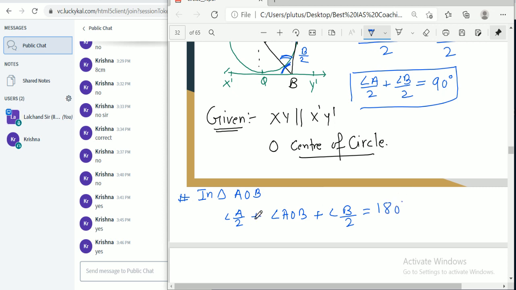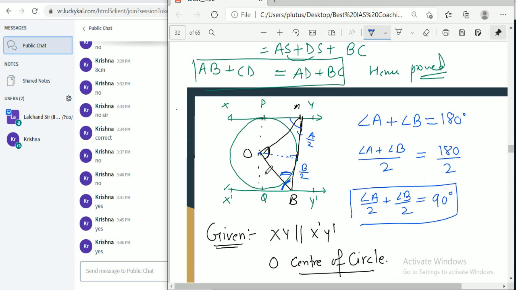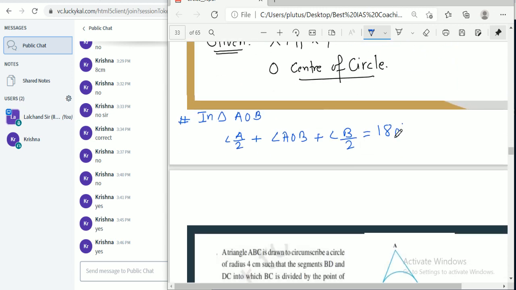This is equal to 180 degrees by angle sum property. Can we write like this? This angle plus this angle plus this angle in this triangle AOB is equal to 180 degrees. And we know the sum of these two angles, AOB, is equal to 180 minus (angle A by 2 plus angle B by 2), if we take these two to this side.